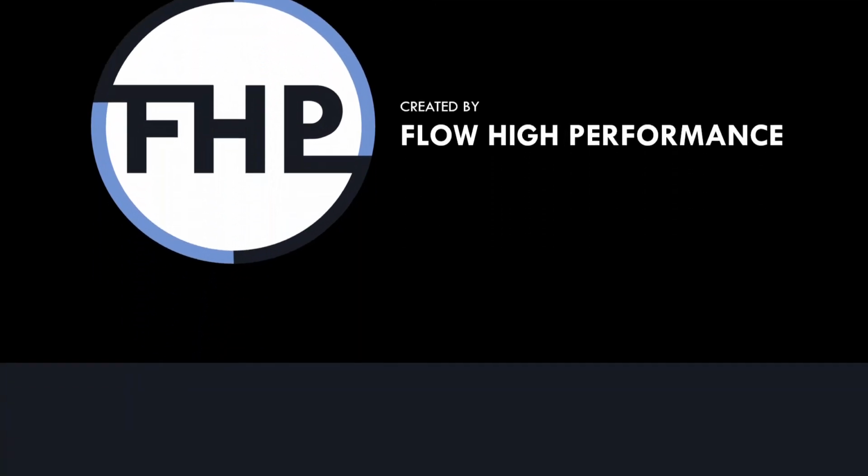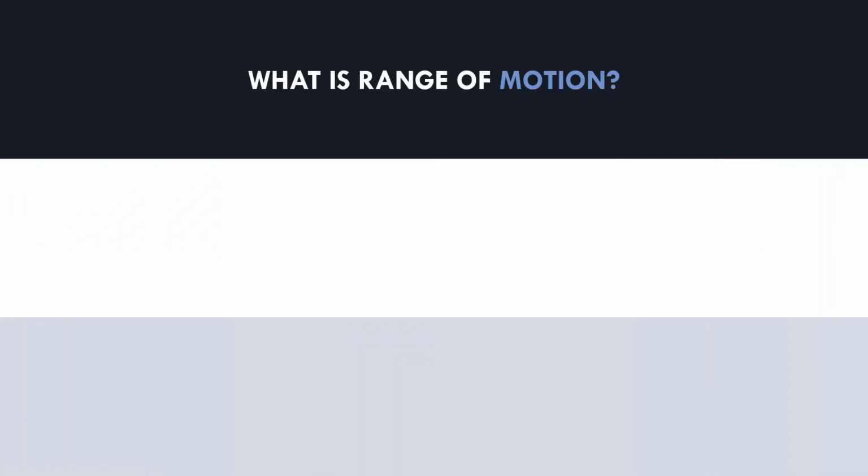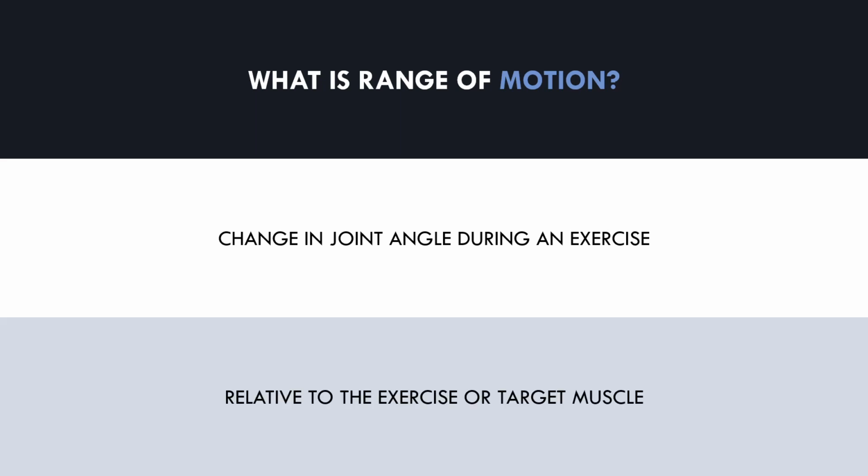First and foremost, let's define what range of motion is. Quite simply, range of motion refers to how much the joint angle changes while performing an exercise. However, during resistance training, we aren't measuring joint angles. Rather, range of motion is relative to the exercise we are performing and the muscles we are training. Therefore, we will now define what range of motion means in these two contexts.